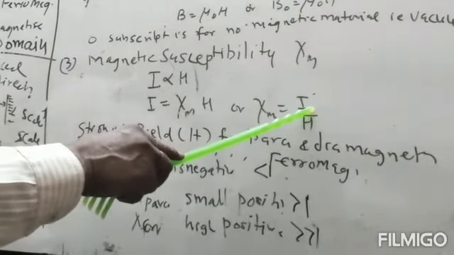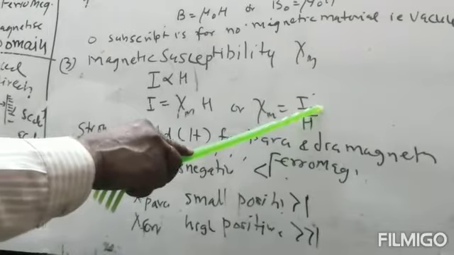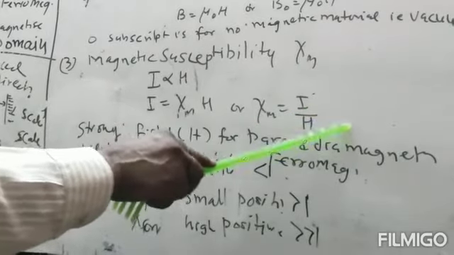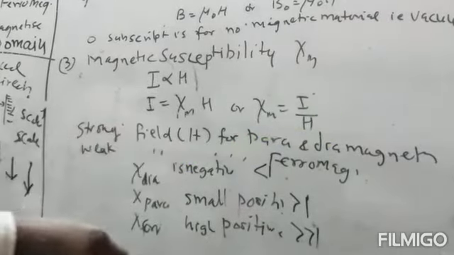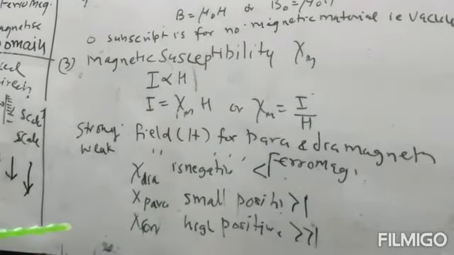The unit of I is ampere per meter, H is ampere per meter. So chi m has no unit. It is a unitless quantity.